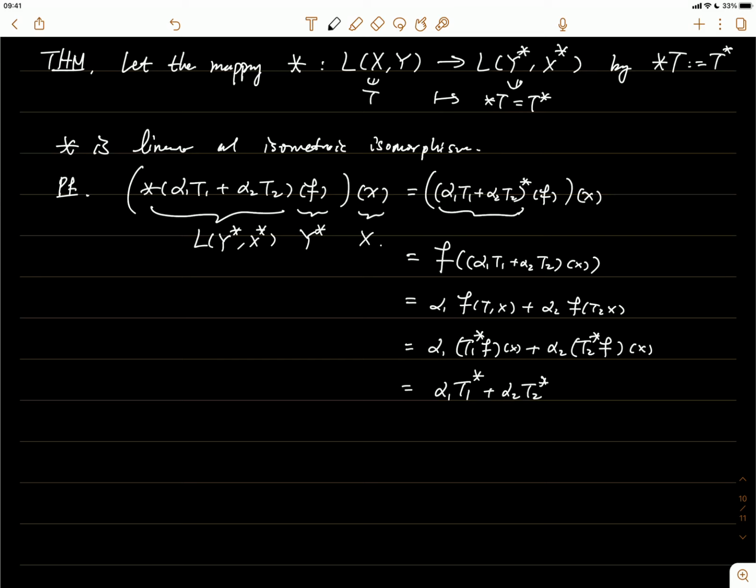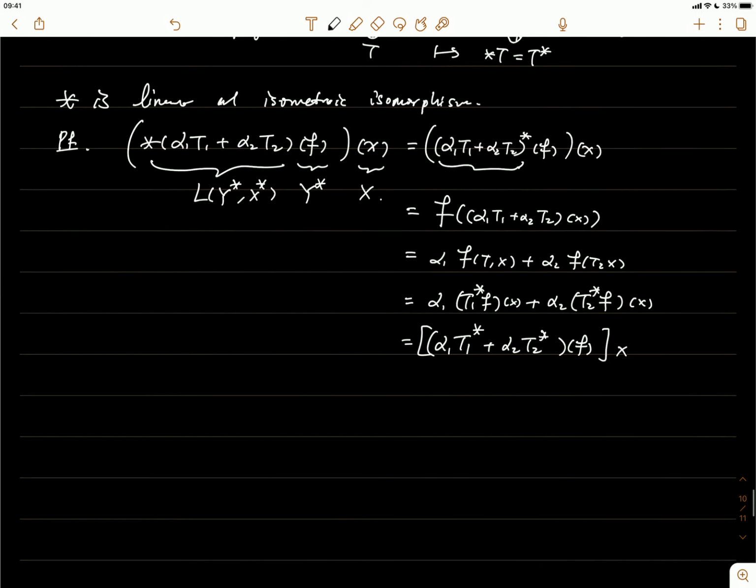Right? Apply this to F, and then this to X. Okay, and this also means that this is just alpha 1 of T1 star, because the adjoint operator is just a mapping using star, from T1 to T1 star. And also this is alpha 2 of T2 star. And this applies to F, and then applies to X.